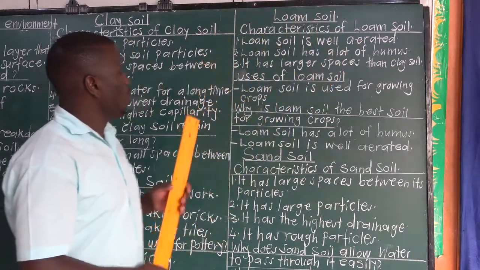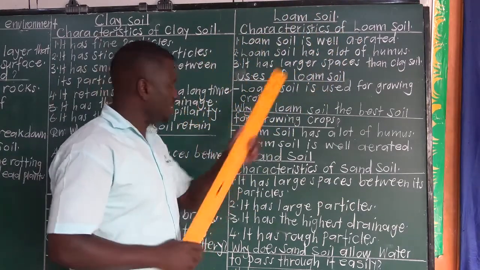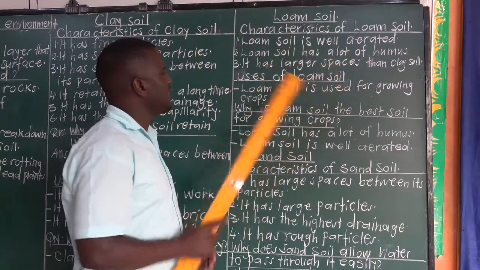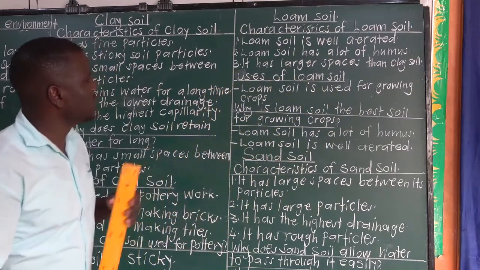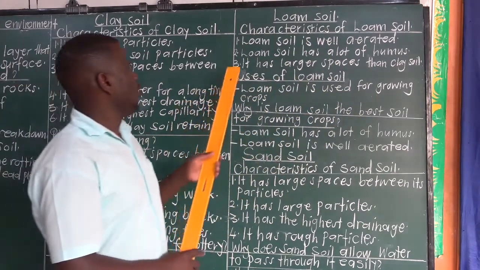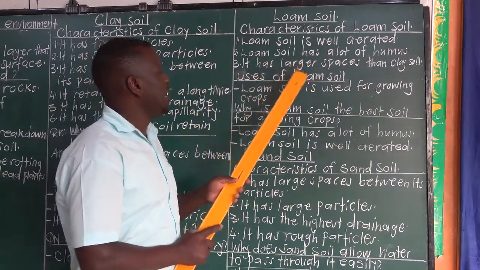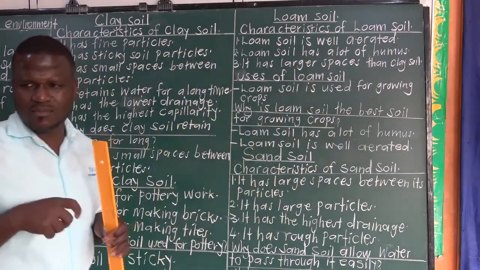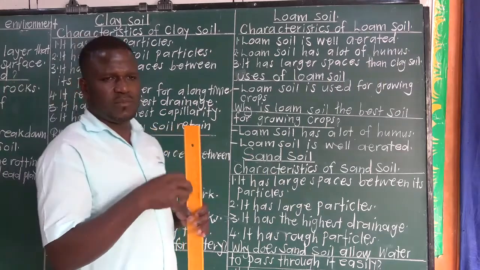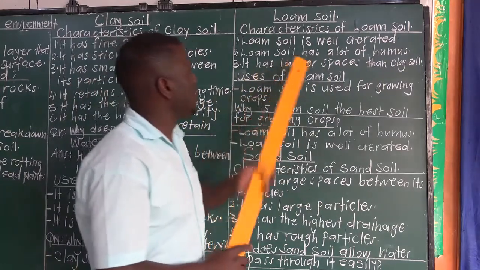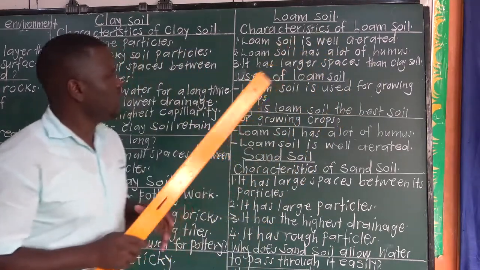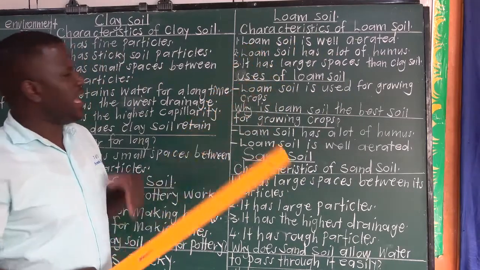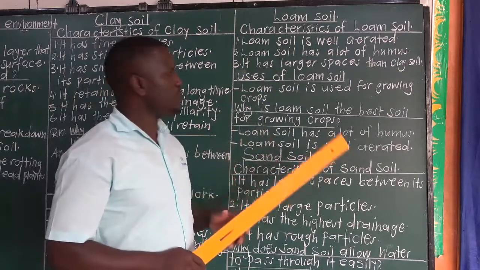Number 2, loam soil has a lot of humus, and that's the reason why loam soil is suitable for plant growth. Number 3, loam soil has larger spaces than clay soil. Now we said clay soil has tiny spaces between its particles. But if you look at the spaces between particles in loam soil, they are larger than in clay soil.